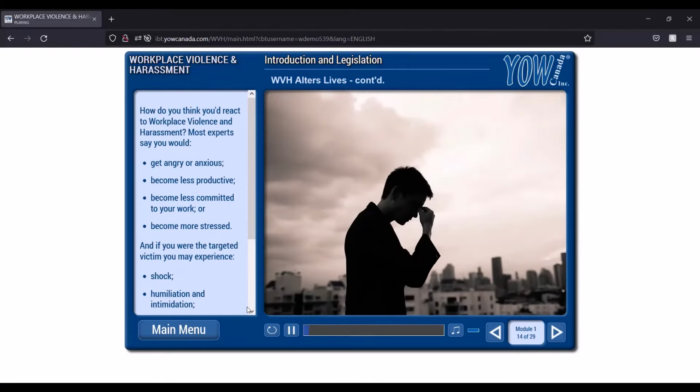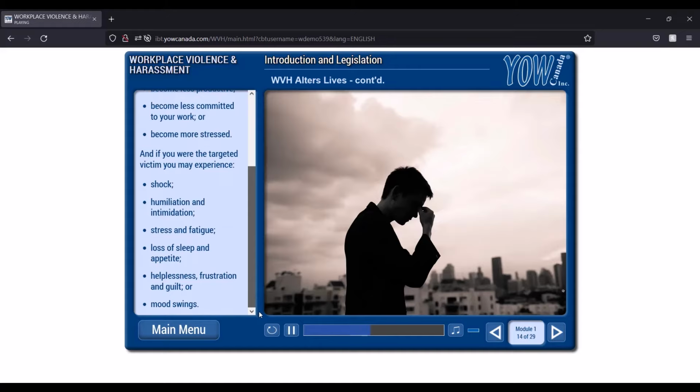How do you think you'd react to workplace violence and harassment? Most experts say you would get angry or anxious, become less productive, become less committed to your work, or become more stressed. And if you were the targeted victim, you may experience shock, humiliation and intimidation, stress and fatigue, a loss of sleep and appetite, helplessness, frustration and guilt, or mood swings.